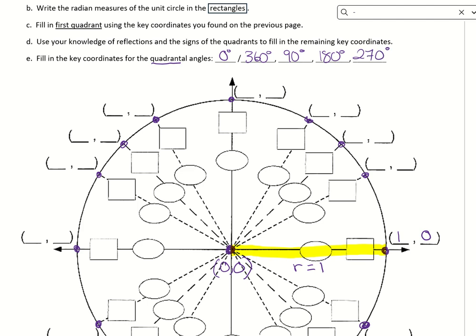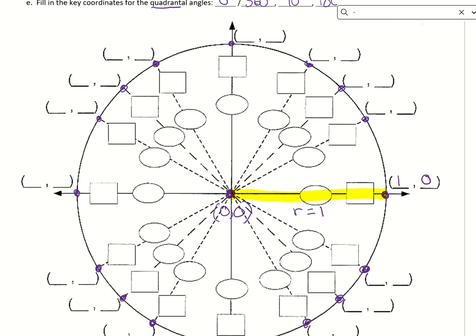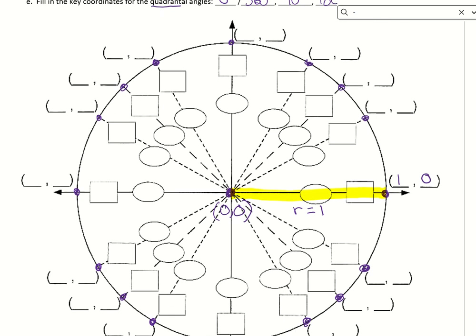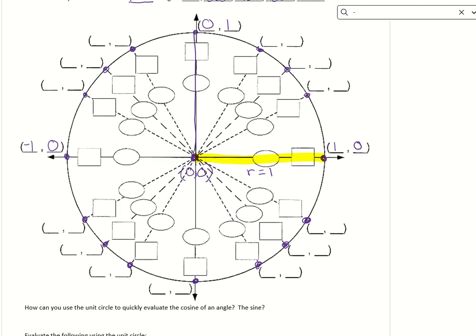So those are the 4 quadrants, so we're going to label those first. So we've got 1, 0. Now this guy is tall. We're going up on the y-axis, so this will be 0, 1. This time we're going back, -1, 0. And then down here, we're going to have 0, -1.